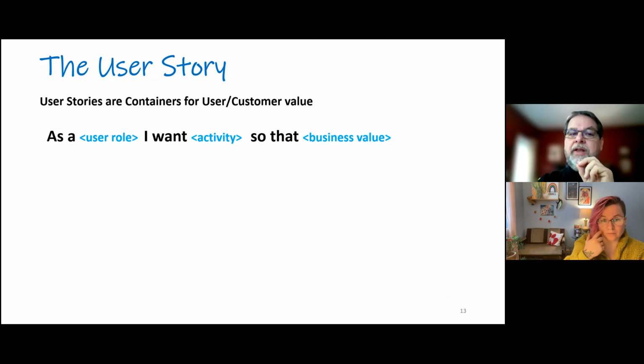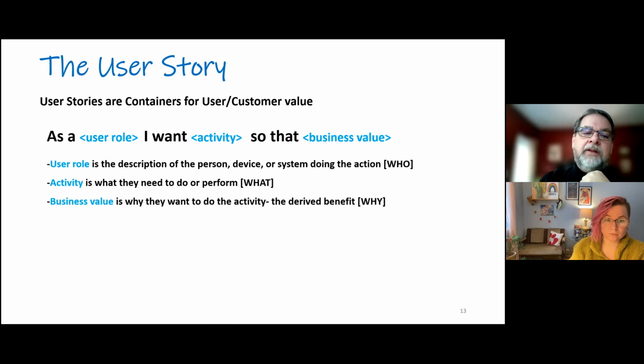The user stories are containers for work at the level of customer value, user value, and they come in this format: As a user role, I'm going to do some sort of activity so that I can get value out of it. And a user role can be a person, could be a device, could be a system, could be a bug, could be a tree, could be an organization, could be somebody reading your paper. It is the target, the who of the whole thing.